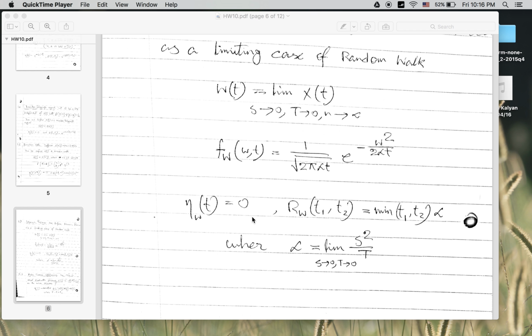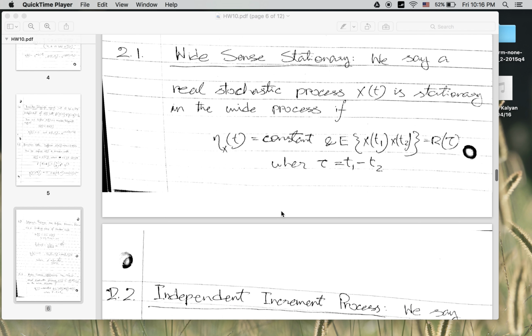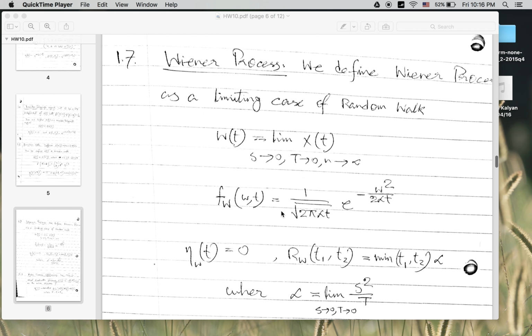it is expected that the expectation would be 0, because as time goes to infinity, the number of points of plus 1 and minus 1 would always be the same. That is the case. And also the autocorrelation of t1, t2 is defined as the minimum of t1, t2 multiplied by alpha. So that's it for question number 1. Thank you.